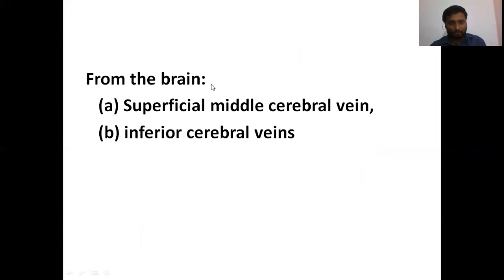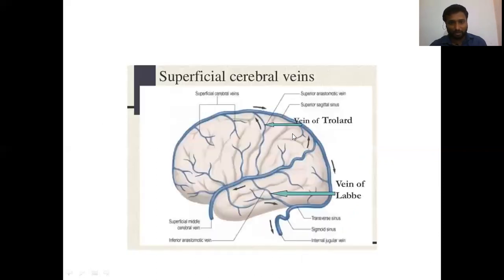Then from the brain, it gets some veins. Superficial middle cerebral vein and inferior cerebral vein. See, this is the supralateral surface of the cerebrum, and the middle part of the supralateral surface is drained by this vein. It is known as the superficial middle cerebral vein. It drains the middle part of the supralateral surface. So middle cerebral.